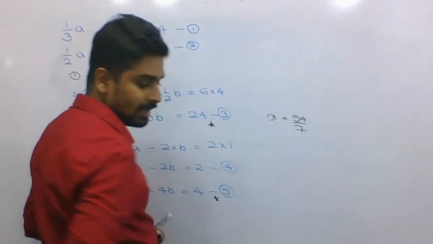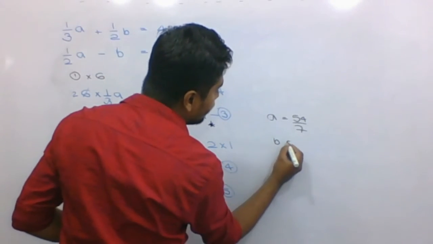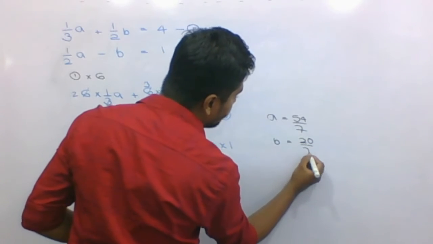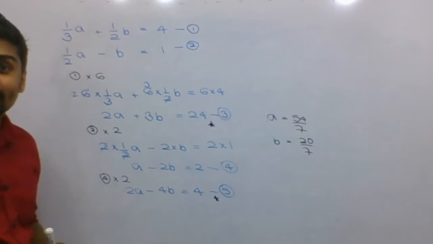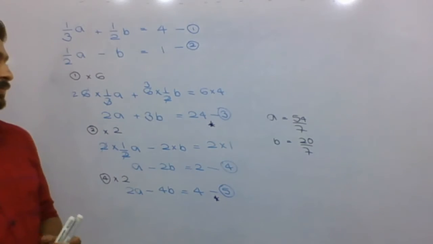54/7, right? That is the answer for a. The answer for b comes as 20/7. Fractional answers are possible. Fractional answers are possible. 54/7. The other answer is what? 20/7. Right. Okay.